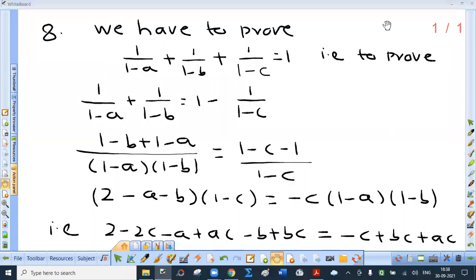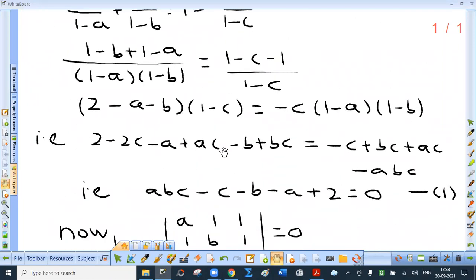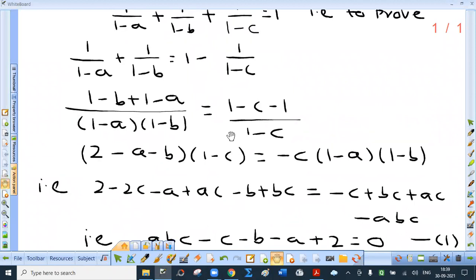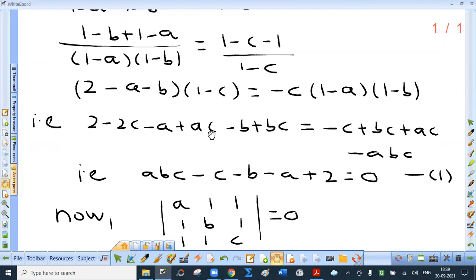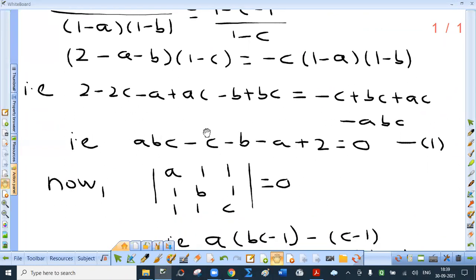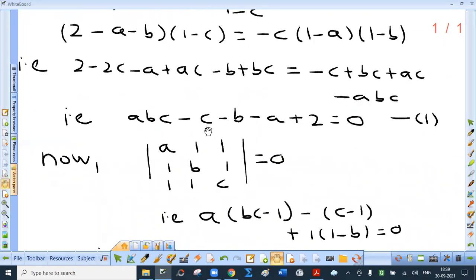Sum number 8. If the determinant with rows (1+a, 1, 1), (1, 1+b, 1), (1, 1, 1+c) equals 0, then show that 1/a + 1/b + 1/c + 1 = 0. It would have been better had we expanded the determinant initially. Anyway, we have to prove this. Bring this term to the RHS, find the LCM and simplify. Just a minute, I'll show you these steps: LCM, cross multiply, and so on. So we have to prove this: abc minus c minus b minus a plus 2 equal to 0.